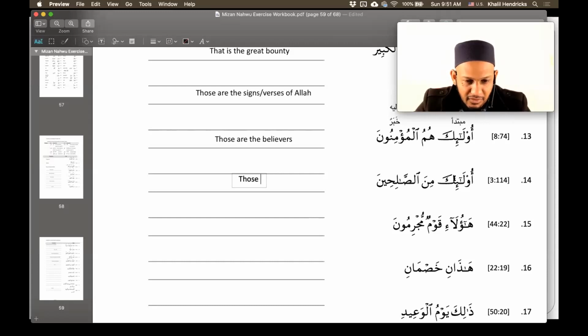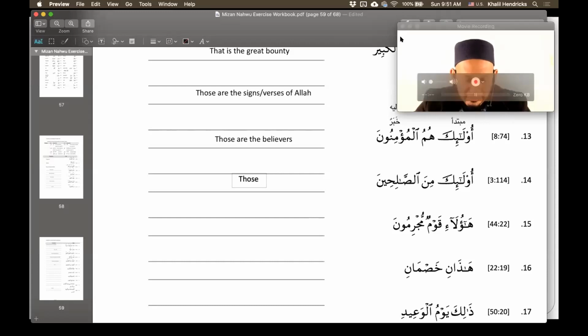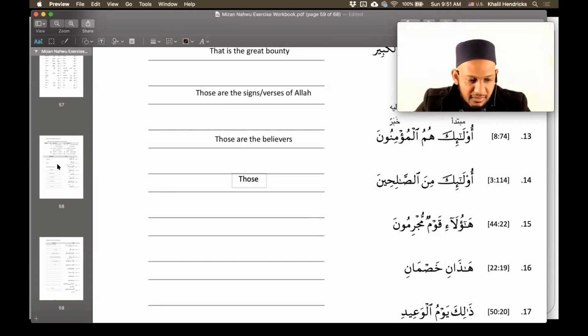Bismillah. Ulaika min as-salihin. Min as-salihin, those among the righteous. So remember, if there's no al and there's a min after the ismul ishara, we're going to add a is or an are. Those are among the righteous. Min is from, so those are from the righteous.